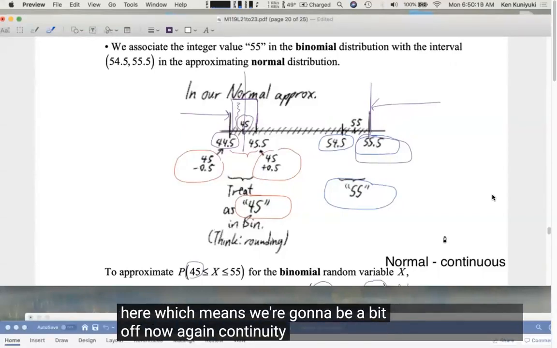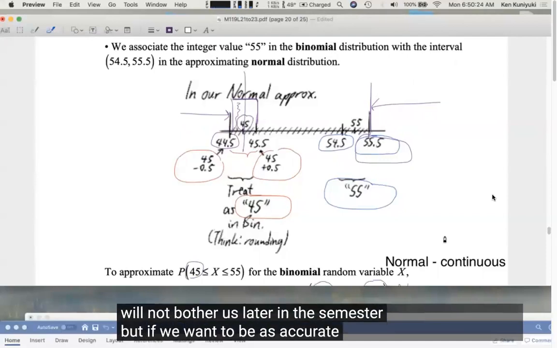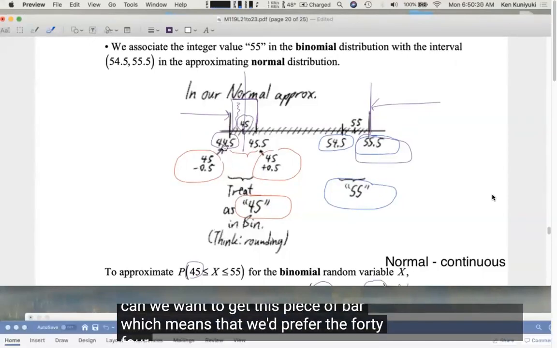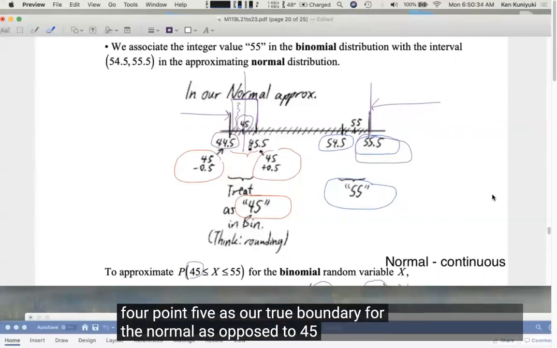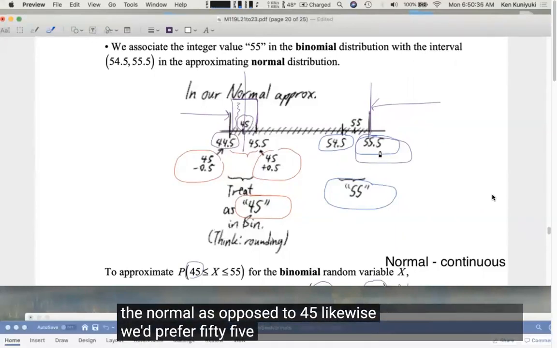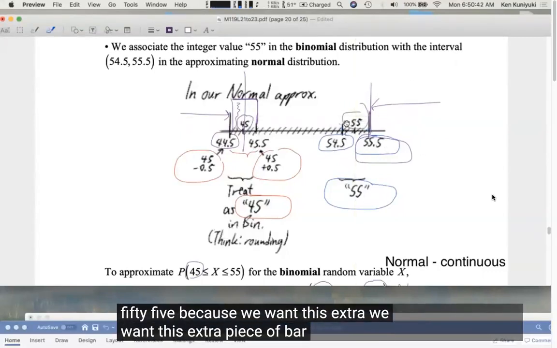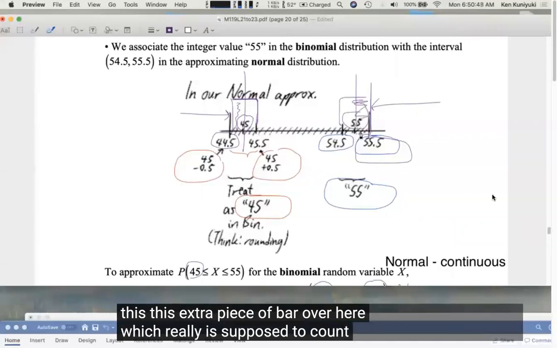Now, again, continuity corrections will not bother us later in the semester, but if we want to be as accurate as we can, we want to get this piece of bar, which means that we prefer the 44.5 as our true boundary for the normal as opposed to 45. Likewise, we prefer 55.5 to 55 because we want this extra piece of bar over here, which really is supposed to count.